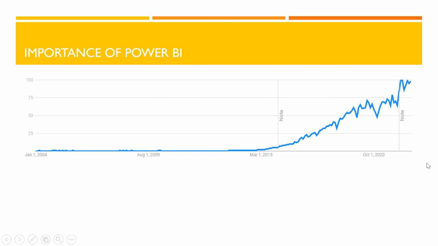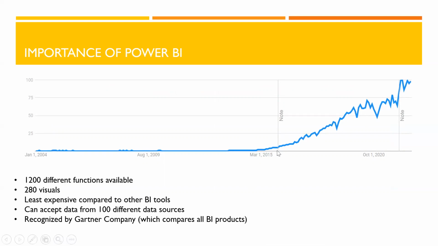Moving on to the rest of the important features, there are 1,200 different functions available in Power BI, which you can use to manipulate the data and modify it into the required form. And there are 280 visuals available. As I already told, many bar charts, stacked column charts, donut charts, pie charts, lots of things are there.